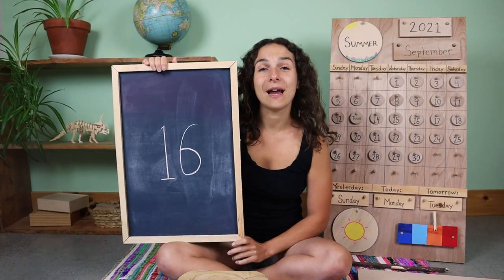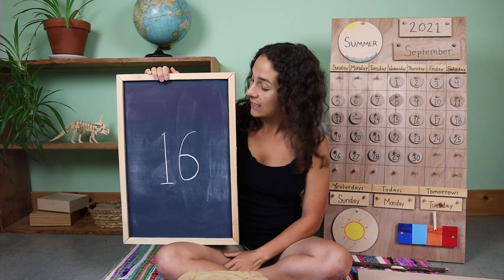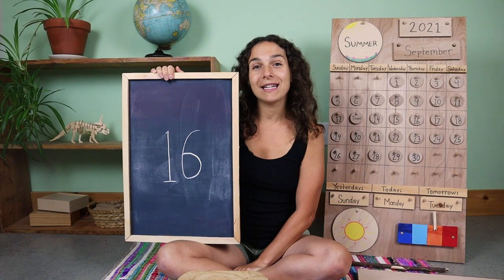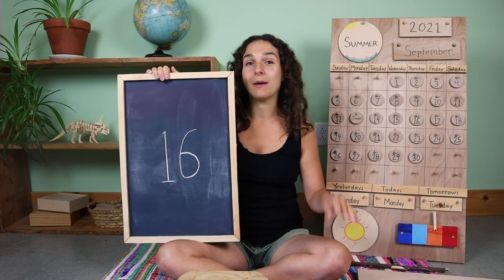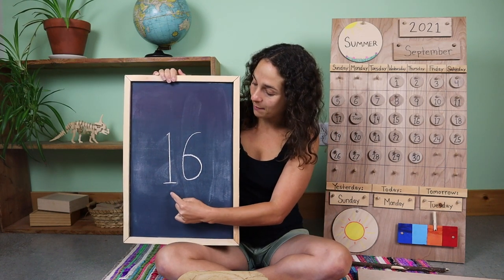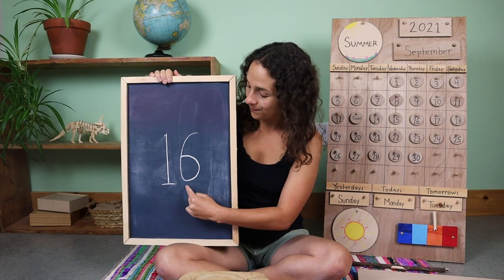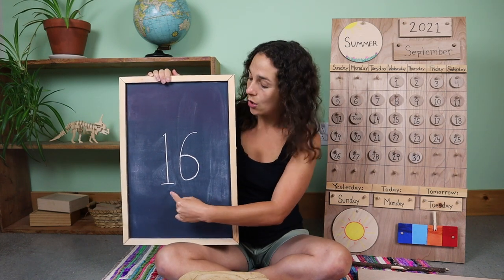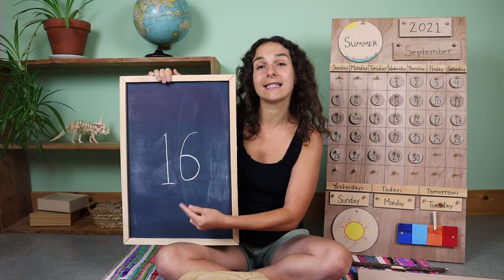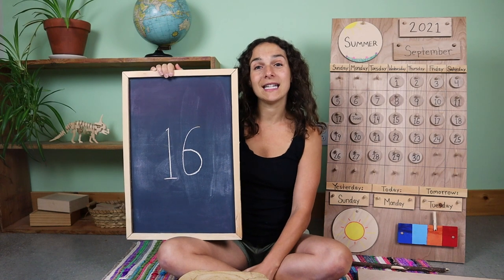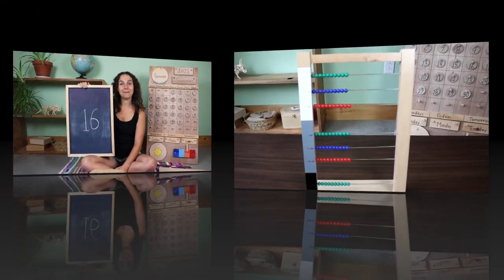Here is the number of the week. This double digit number is the number 16. When you write the number 16, you write two numbers. First you write the number 1, and then you write the number 6. 1, 6, 16. Let's count to the number 16 together using the large bead frame.